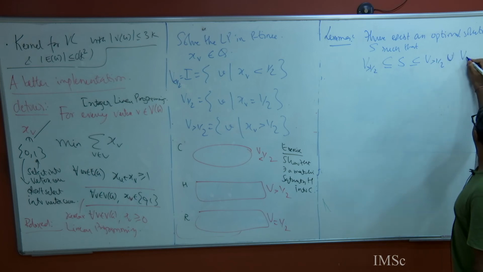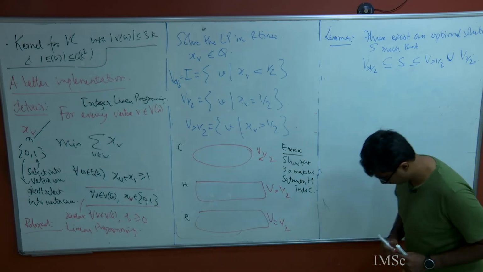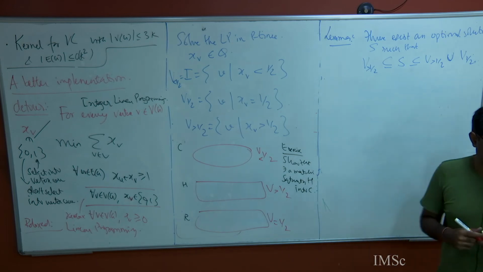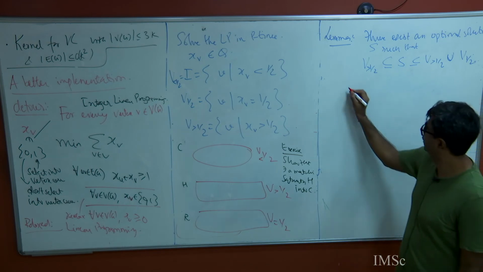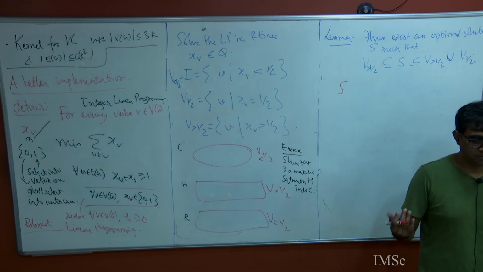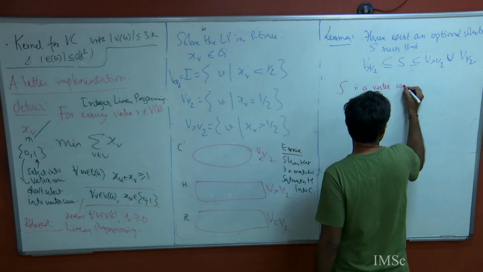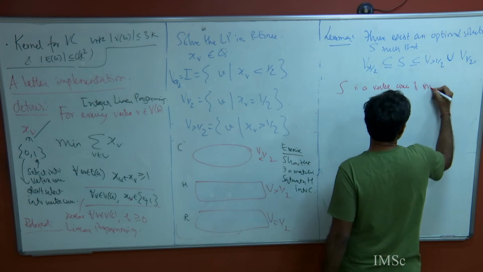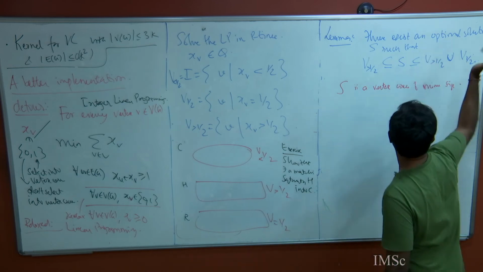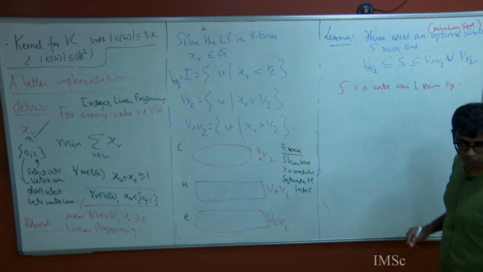Union V half, okay. So what's our canonical solution? You start with S, and what should you do? You start with any optimum size S, a vertex cover of minimum size. Okay, there exists an optimum or minimum sized solution. So what should I do now?